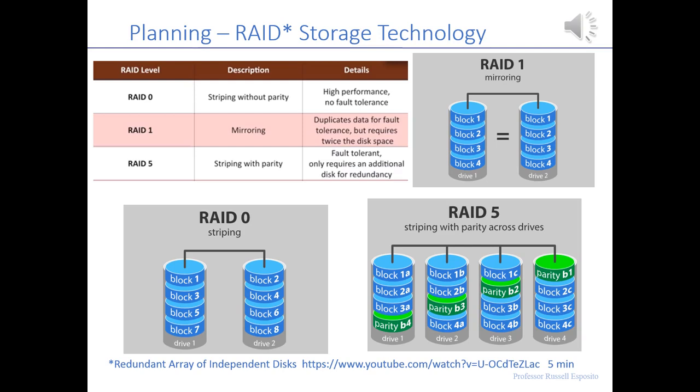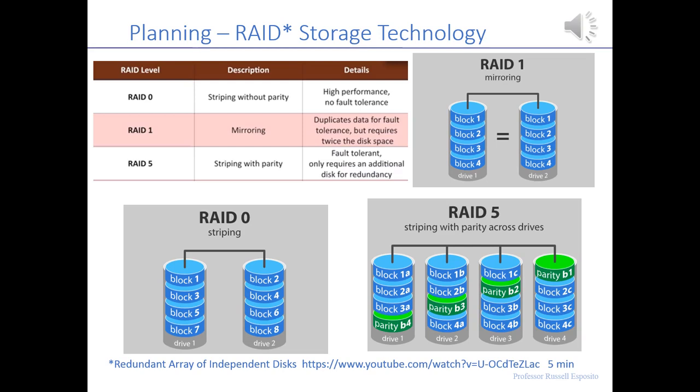You put in the new cartridge, and the system will automatically rebuild it based on the existing data and the parity calculation. It's pretty impressive mathematics. It'll rebuild that data based on the remaining data and the information in that parity. So it's very fast because it's striped. The data is striped, block 1A, block 1B, block 1C. It's striped across.